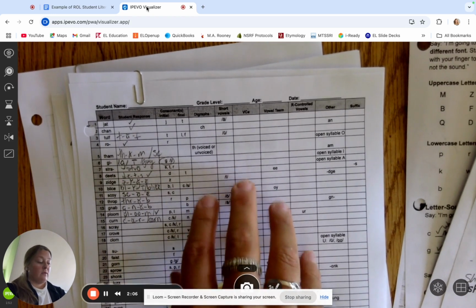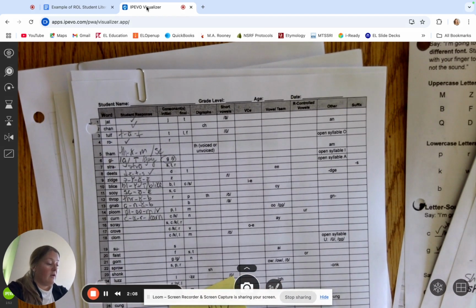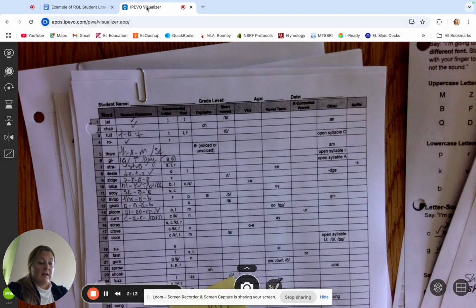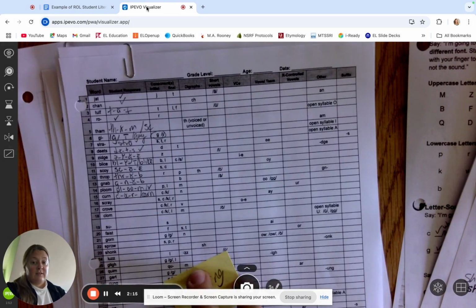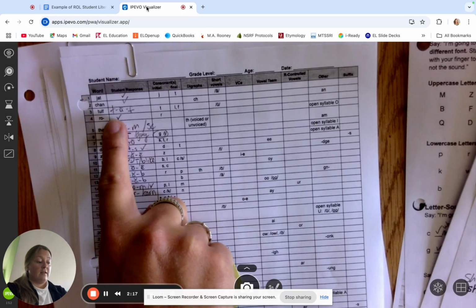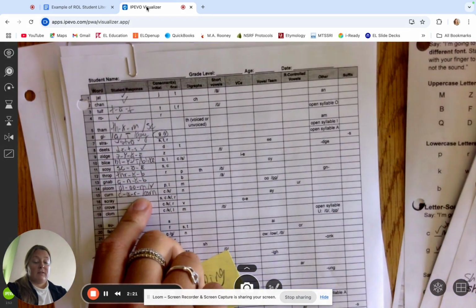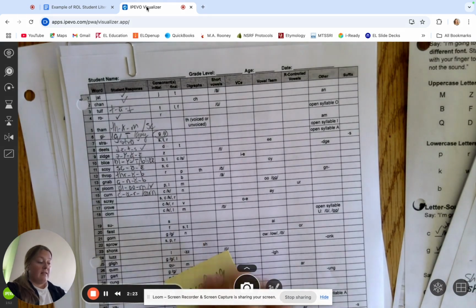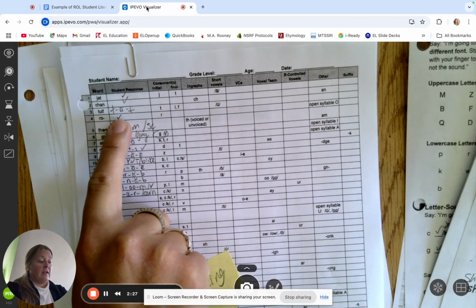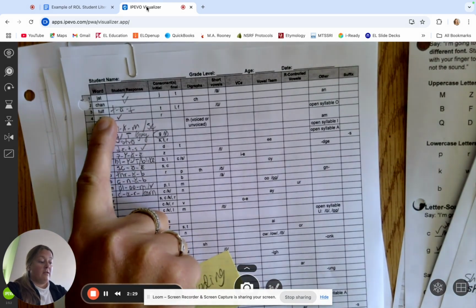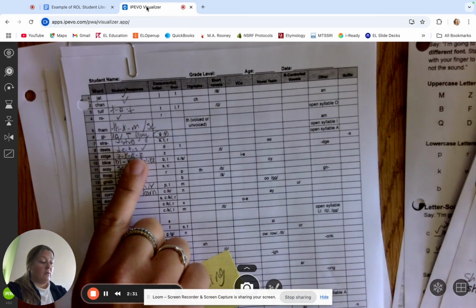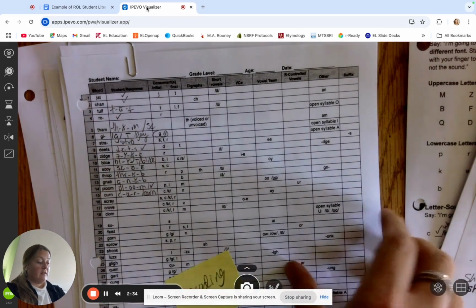I like to give this one first because it gives me a very good idea of whether the student can decode or not. Usually, as you see I did here, if I see the student is really struggling and not able to sound out or read the nonsense words, then I will stop. I don't need to keep going because now I'm seeing they're struggling with short vowels and letter sounds.